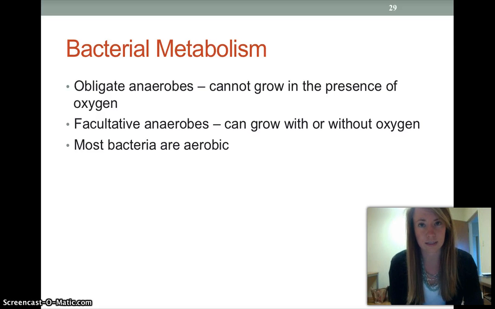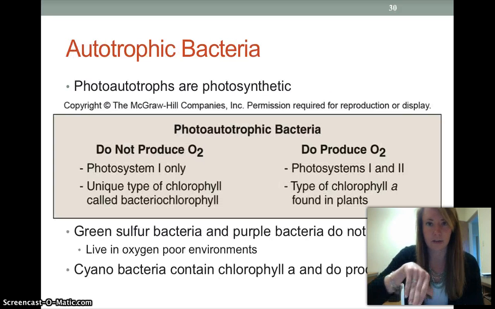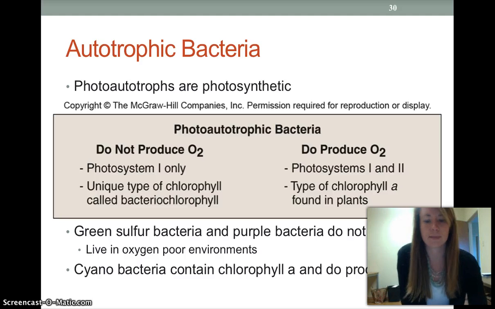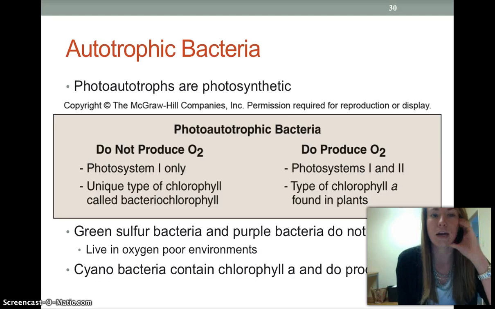There are a few serious illnesses, such as botulism or tetanus, which are caused by obligate anaerobes. They can infect you because they live inside the oxygen-free tissues deep inside the human body. And then we have other bacteria called facultative anaerobes, which can grow with or without oxygen. But most bacteria are aerobic, and they do need the presence of oxygen to carry out cellular respiration. One kind of metabolism of bacteria is autotrophic, meaning they're making their own food.